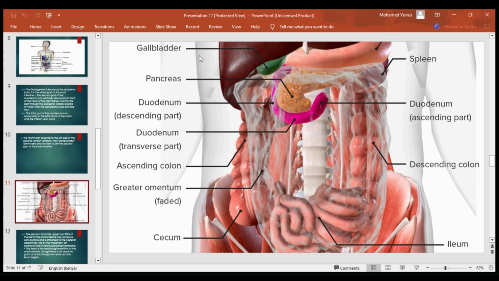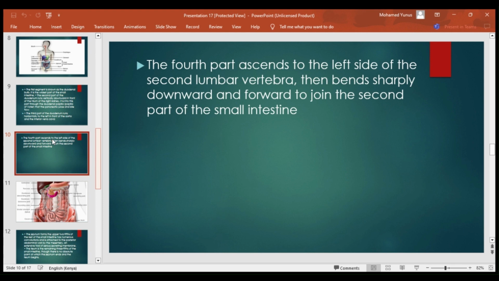So here's what I was talking about. This is the duodenum. Here's the descending part, you can see here in this diagram. Then we have the transverse part. Then we have the ascending part of the duodenum. Then here's the ileum, the lower part. What else do you need to see in this diagram of ours? I think that's all that I was saying.